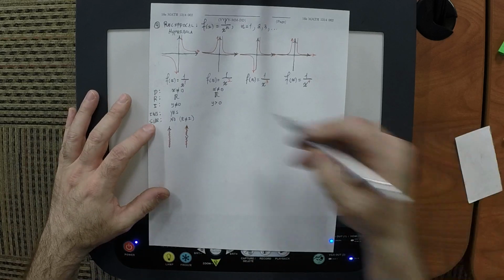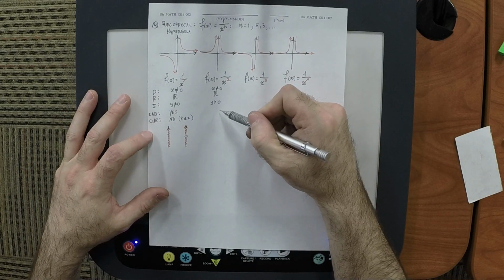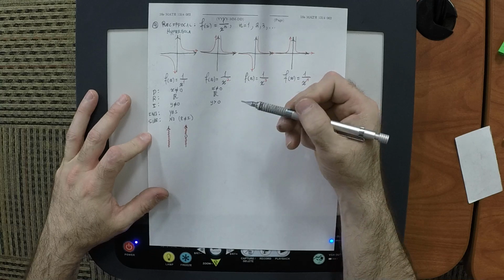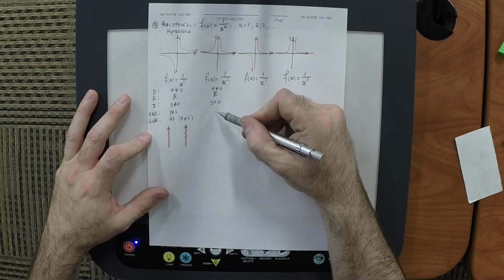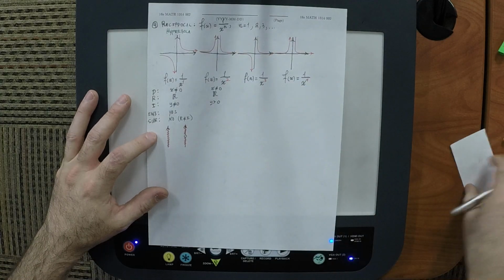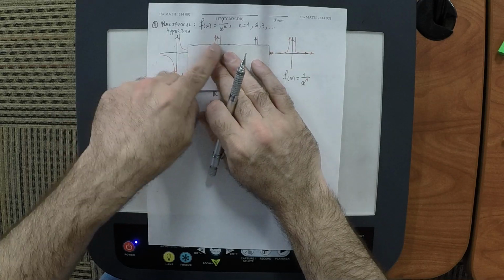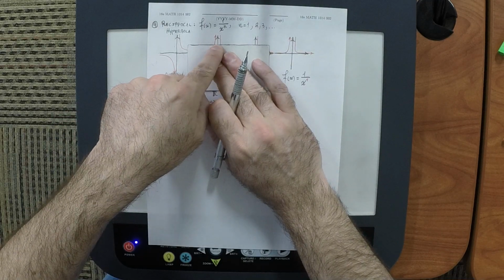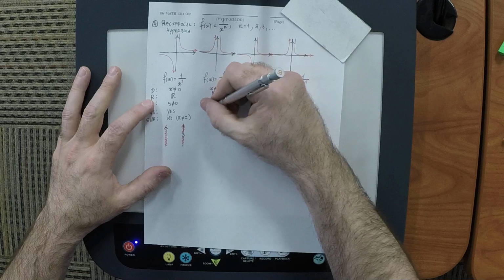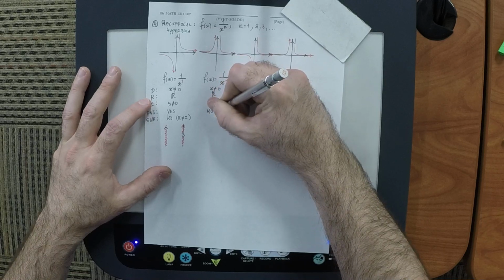All right, how about this one? Is it injective? No, right? Why is this one not injective? Because notice that particular y value has 2 intersections. So the answer is no for this one, because it fails the horizontal line test.